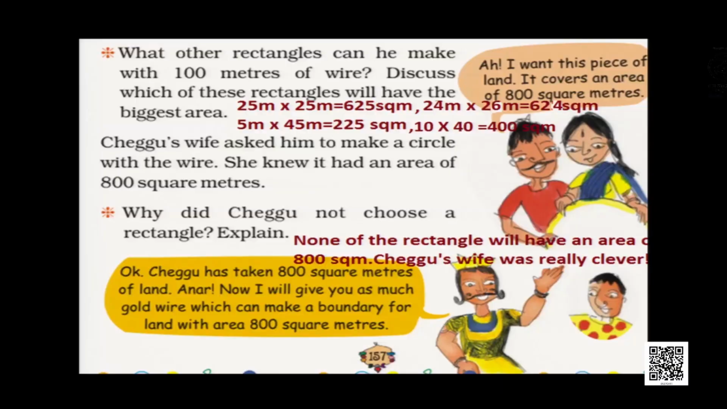But Chegu's wife was very clever. What she did, she made a circle out of that boundary, and she got 800 square meter of land. So Chegu decided to take a circular piece of land, as none of the rectangle will have an area more than 800 square meter.